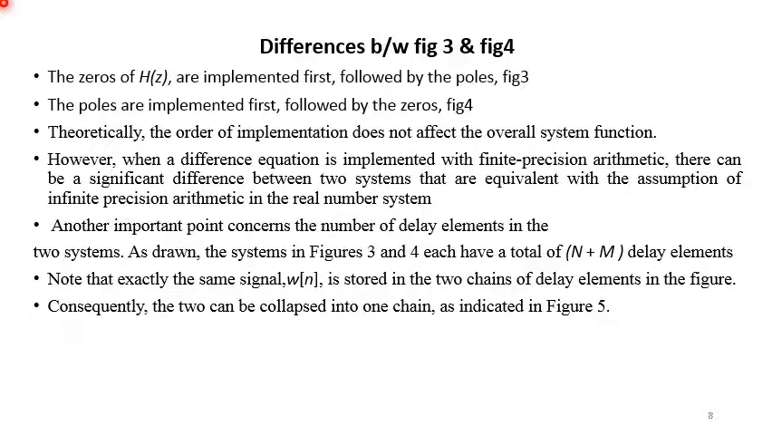So in short, the zeros of H(z) are implemented first, followed by the poles in figure 3. If we find the difference between figure 3 and figure 4, the poles are implemented first, followed by the zeros in figure 4, as I have also talked about. I think that's the summary of what I said in the previous slide, so I will skip it.